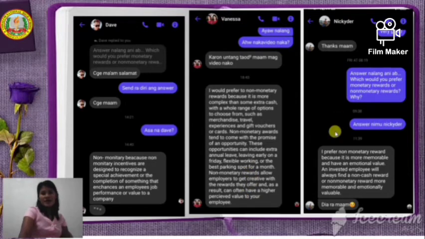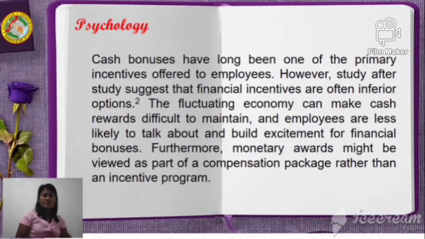While Nicodemus said, I prefer non-monetary reward because it is more memorable and has an optional value. An invested employee will always find a non-cash reward, or non-monetary reward, more memorable and emotionally valuable. So those are the answers from my students. Okay, so if we are to analyze, most of the answers are non-monetary. Why do you think? In some cases, psychologists also have their statement for that.